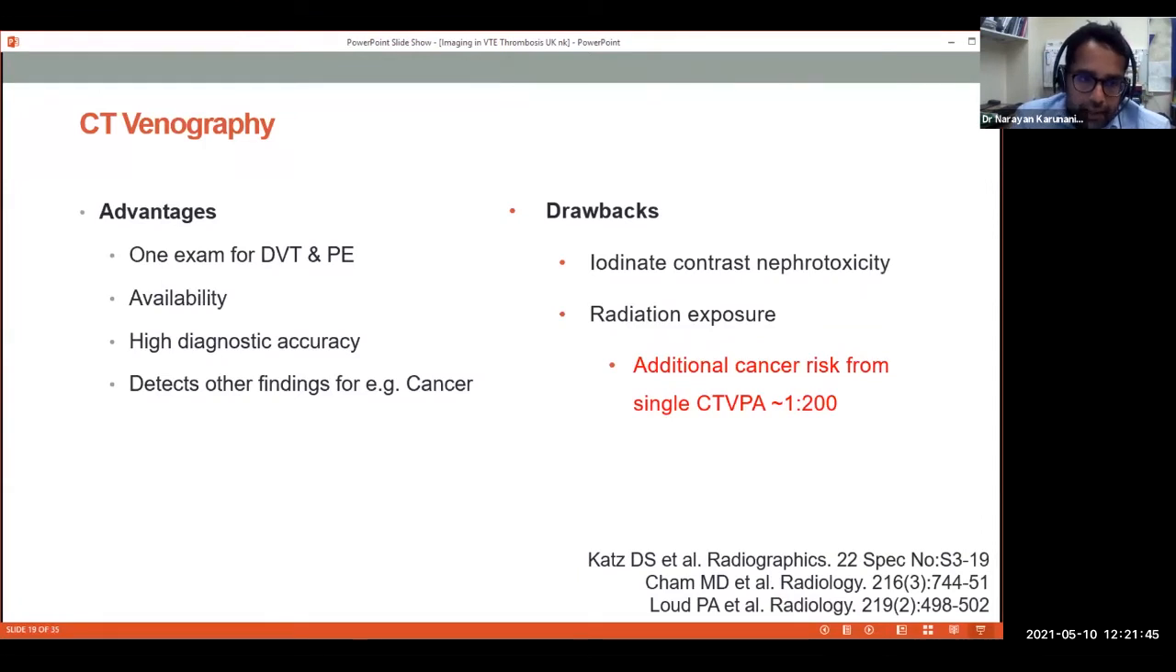A quick word about CT venography. It is performed and there are definite advantages in terms of availability and diagnostic accuracy, but you do have to bear in mind that often patients who present with deep vein thrombosis are very young, and there's a clear radiation exposure, especially if you're scanning the abdomen and pelvis in these young patients, which has to be borne in mind when imaging these patients.